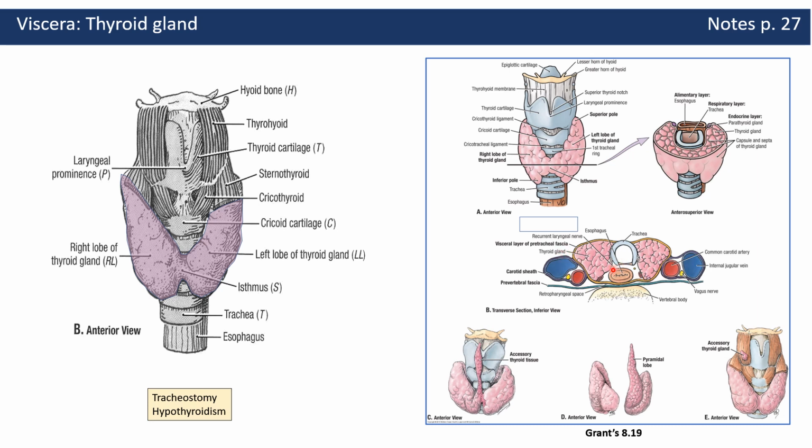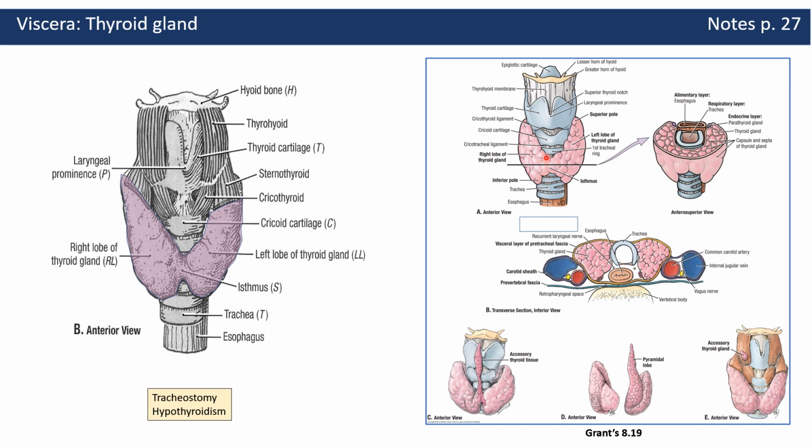The recurrent laryngeal nerves are shown here, which are branches of the vagus nerve. So compression of these nerves in a hypertrophied thyroid can result in a hot potato voice, is the way it's termed, because the recurrent laryngeal nerve and its branches are responsible for innervation of the muscles of the larynx.